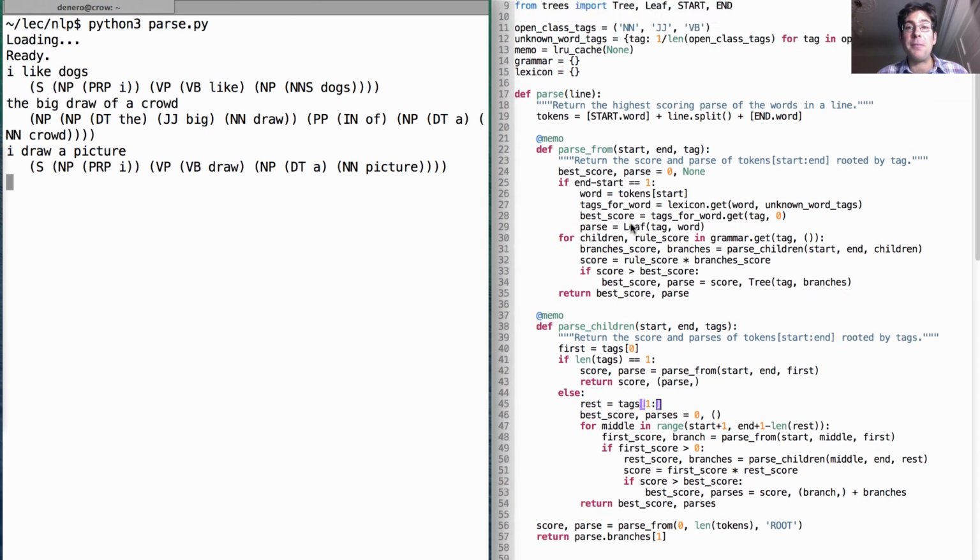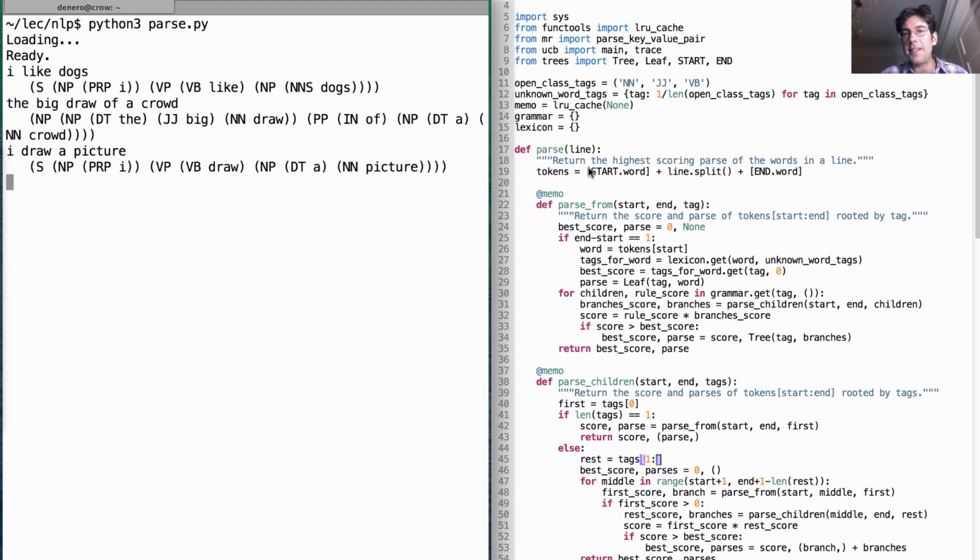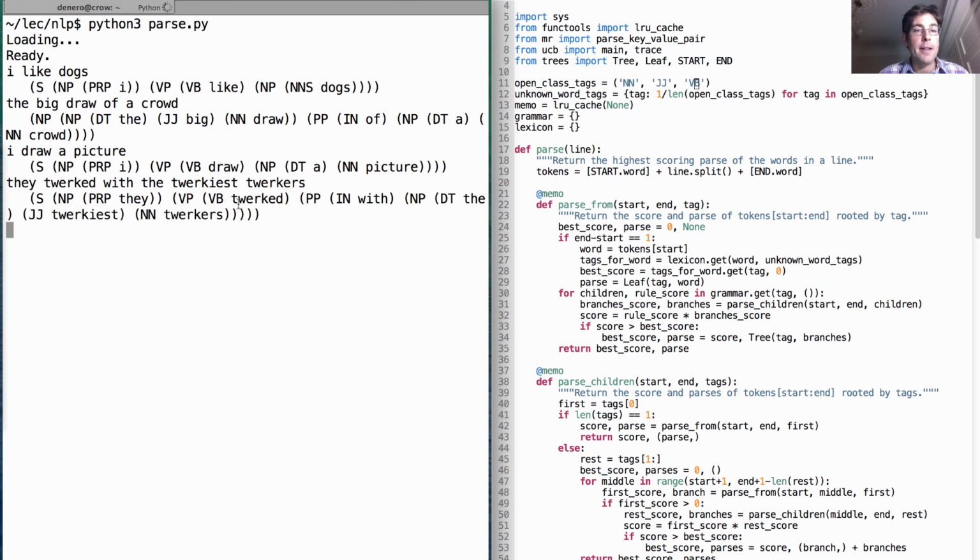So it's possible to have both of these, and it's up to our system to figure out which. Now what happens when we see a word that we've never seen before? Well, what happens in this implementation is that we call it either a noun, an adjective, or a verb, and we let the structure of the sentence figure it out. So if I write down words that didn't exist when this data set was constructed, "they twerked with the twerkiest twerkers," it's going to figure out that "twerked" is a verb, "twerkiest" is an adjective, and "twerkers" is a noun.